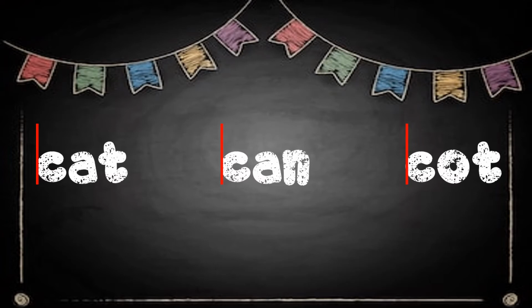Let's finish coding these words. Let's look at the first word. Look at the vowel. Is it followed by a consonant? Yes, it is. A vowel followed by a consonant is coded with a breve. Let's look at the next word. Look at the vowel. It is also followed by a consonant. A vowel followed by a consonant is coded with a breve. And let's look at the last word. Look at the vowel. It is followed by a consonant. A vowel followed by a consonant is coded with a breve.